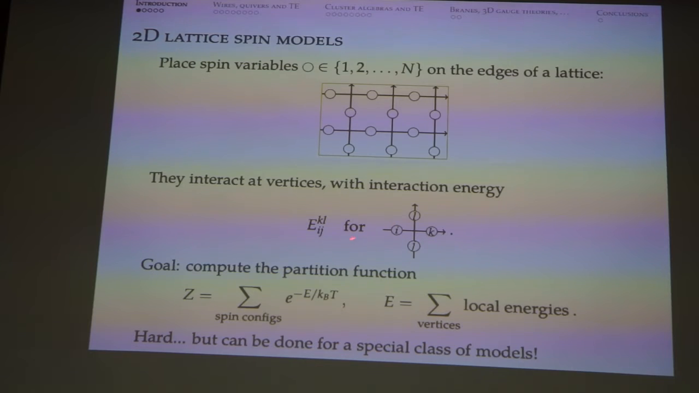One of the goals of statistical mechanics is to compute a very special number, which is called the partition function, denoted by Z. What is that? It's the sum over all possible configurations of spin variables of the exponential of minus the total energy divided by the Boltzmann constant k_B times the temperature. E is the total energy, so that's just the sum of all local energies: the sum over all vertices, and at each vertex you have this kind of interaction energy. And you would like to compute this.